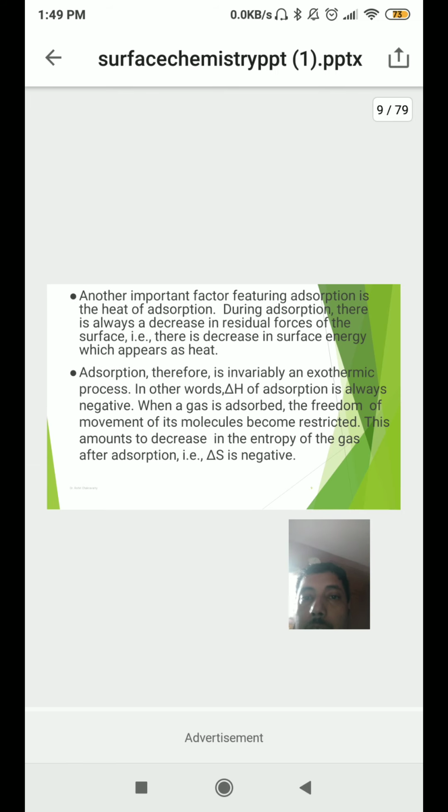Now another important factor featuring adsorption is the heat of adsorption. During adsorption there is always a decrease in the residual force of the surface. So there is a decrease in the surface energy which appears as heat. Alright. So adsorption is invariably an exothermic process. In other words, delta H of adsorption is always negative. When a gas is adsorbed, the freedom of movement of its molecules becomes restricted. This amounts to a decrease in the entropy of the gas after adsorption, that is, delta S is negative.